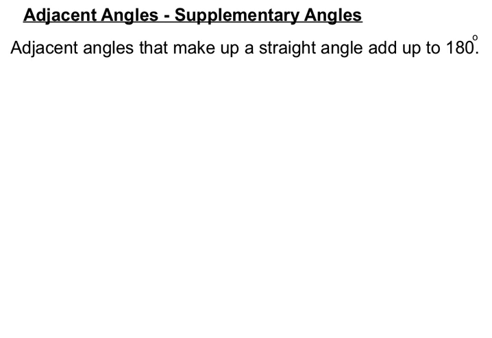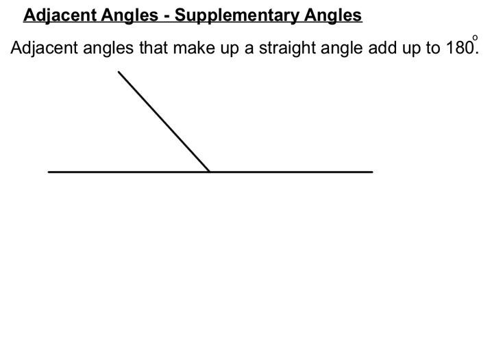Another different situation where we have adjacent angles making up a different result here. Adjacent angles that make up a straight angle, they will add up to 180 degrees. So we saw that a straight line makes up a straight angle, 180 degrees. So if we split that up into two angles there, we've got a top angle and a bottom angle there, or a big angle and a smaller angle.